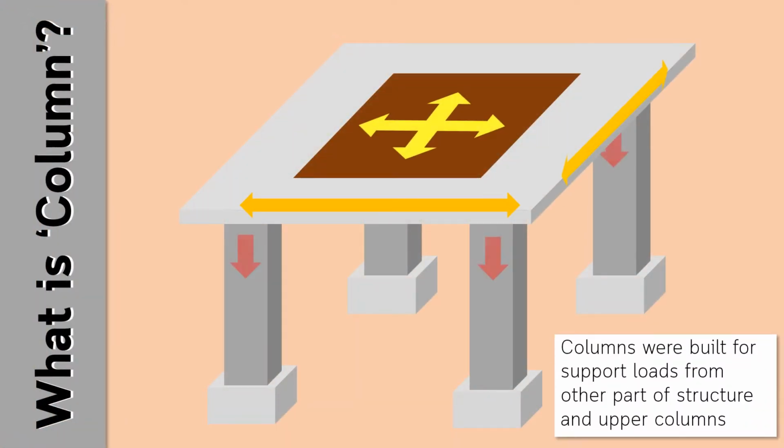What is a column? A column is one of the most important elements of a building structure. It is built for supporting beams or columns on the upper floor and transferring loads parallel to the longitudinal axis as tension or compression.